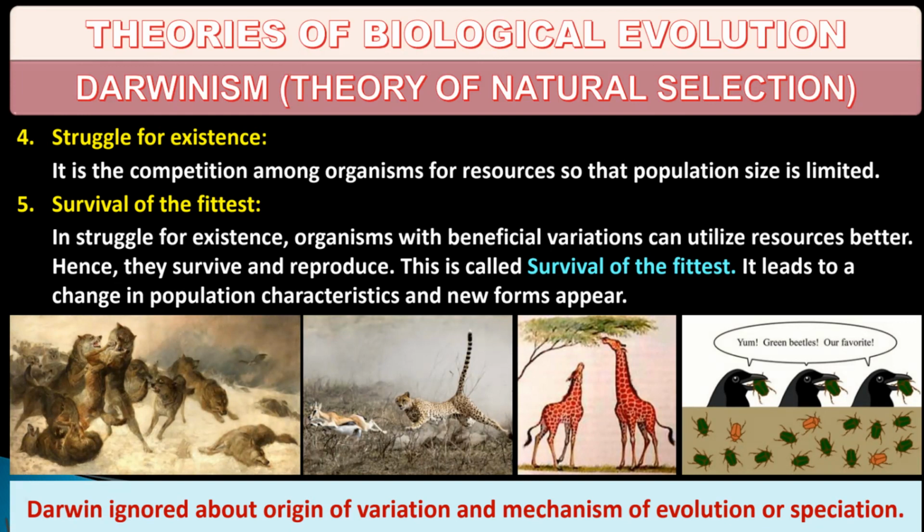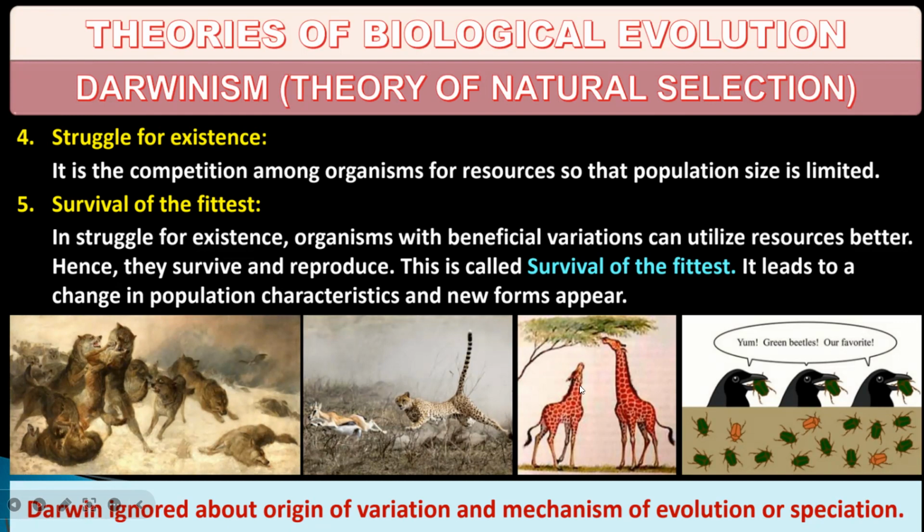That is called competition. Competition is of two types: interspecific and intraspecific. Interspecific is between two different animals. Intraspecific will be between the same animal. Then survival of the fittest. In struggle for existence, organisms with beneficial variations can utilize resources better and they survive and reproduce. This is called survival of the fittest. It leads to a change in population, characteristics and forms.